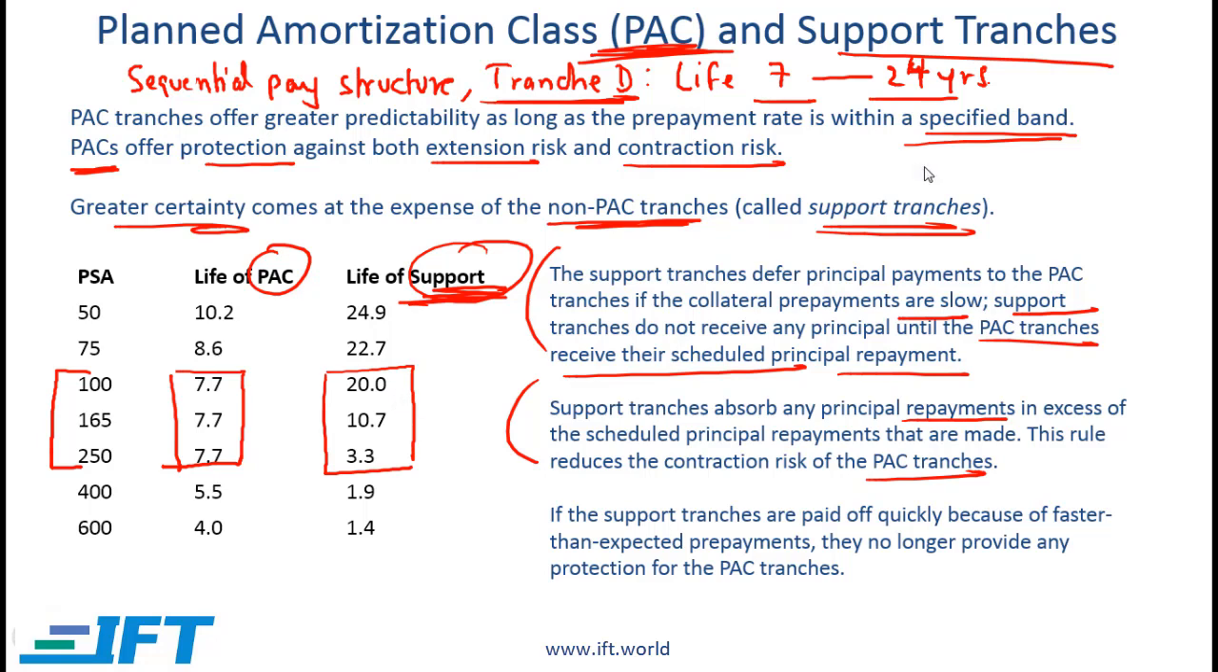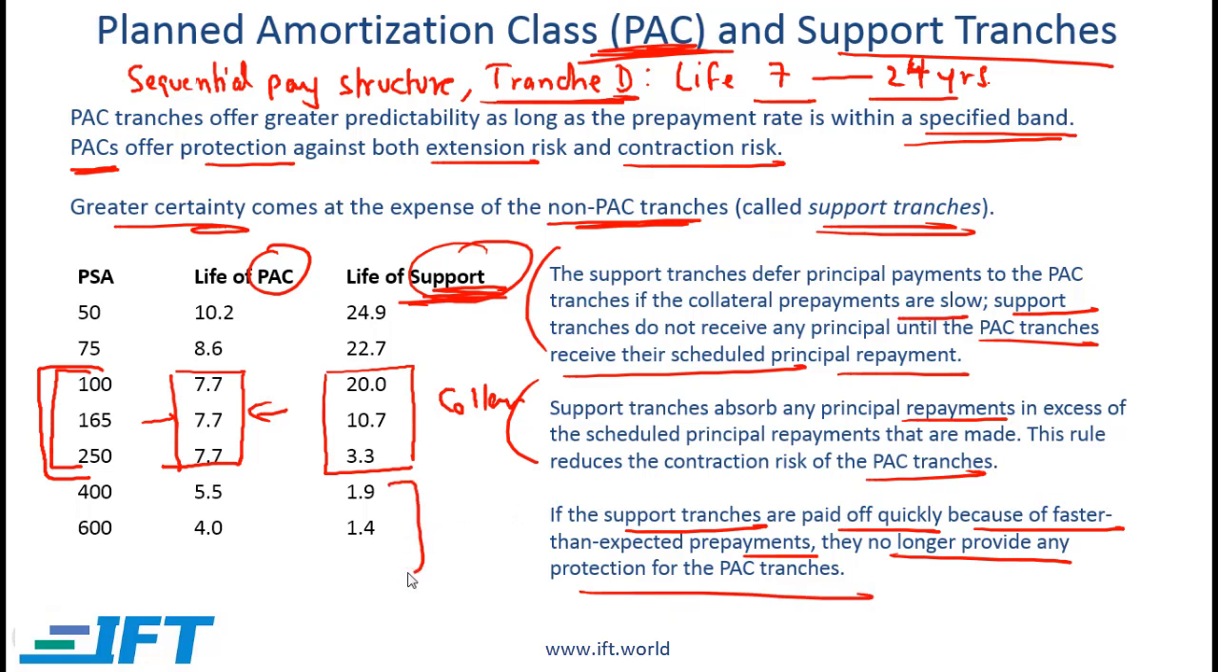I mentioned the term the initial PAC collar. Here the initial PAC collar is 100 PSA to 250 PSA. The collar implies that as long as prepayments are within this band or within this collar, then the life of the PAC is fairly predictable. If the support tranches are paid off quickly because of faster than expected prepayments, they no longer provide protection to the PAC tranches. So that is illustrated over here.